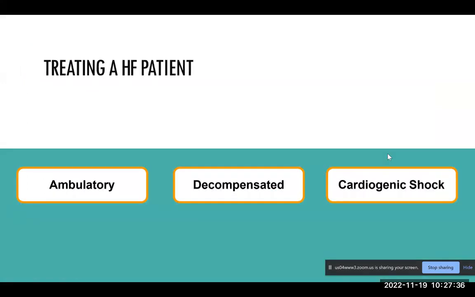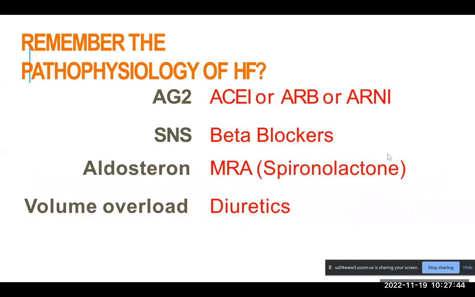So generally treating patients is either ambulatory, decompensated, or in cardiogenic shock. If we remember our pathophysiology that we talked about in heart failure, angiotensin 2, we generally use ACE inhibitor, ARB, or ARNI. For the sympathetic nervous system, we use beta blocker to suppress this. And for aldosterone, we use mineralocorticoid antagonists like spironolactone and eplerenone. And for volume overload, we use diuretics.